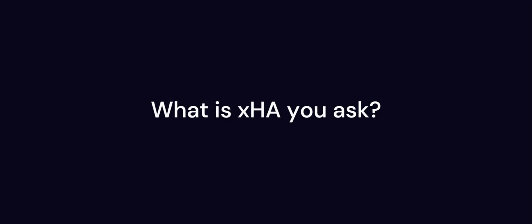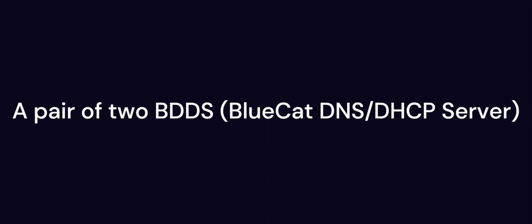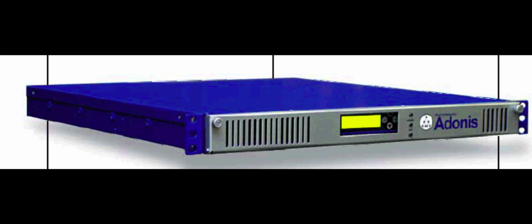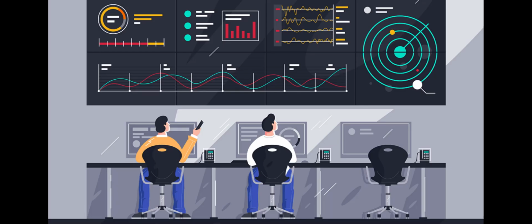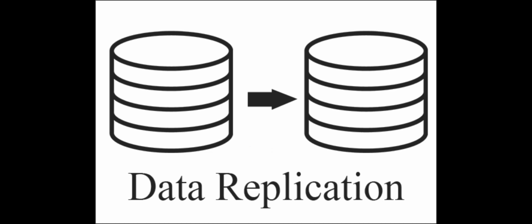What is xHA, or crossover high availability in Bluecat? It is the pair of two BDDSs. One is active and the other is passive and acts as a single server. The passive node monitors the active node and becomes the active primary if it determines that the active node isn't responding. xHA replicates DNS and DHCP from the active node to the passive node.